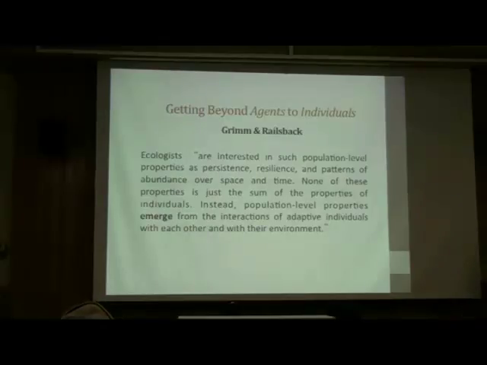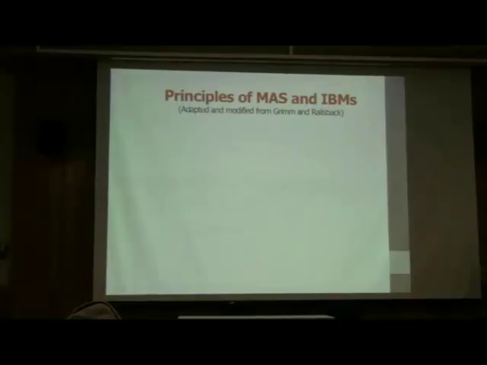Ecologists are interested in such population-level properties as persistent resilience and patterns of abundance over space and time. So things which transcend the individual and yet which are based on the individual. None of these properties is just the sum of the properties of individuals. Population-level properties emerge from the interactions of adaptive individuals with each other and with their environment over time.